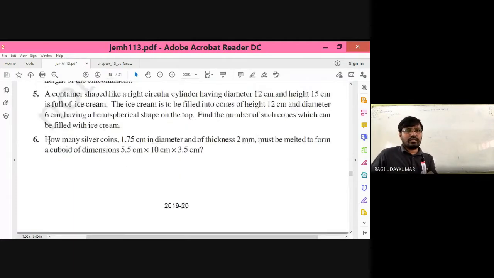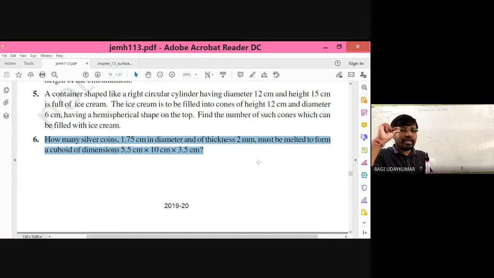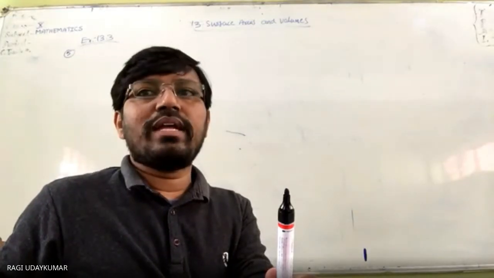Let us move to the sixth question. The question is given to you: how many silver coins of 1.75 centimeters diameter and thickness 2 millimeters are needed? A silver coin, if you consider it, you think of a circular shape, but it is going to be in a cylindrical form with some thickness given to you. Just like the mud in the previous problem, it is melted into a form of dimensions 5.5 centimeters, 10 centimeters and 3.5 centimeters. This problem I will explain to you. Don't worry and don't get confused.